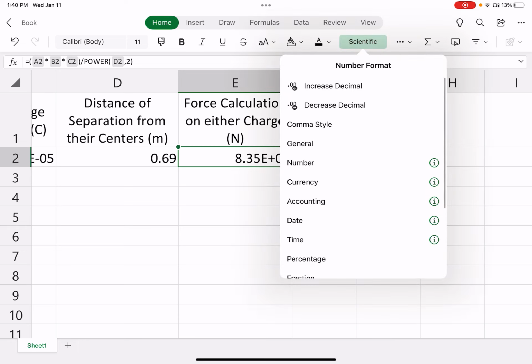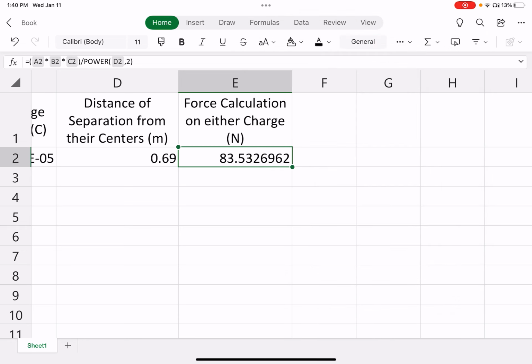Let me see, I can take it out of scientific notation if I wanted to. And it looks like we have two significant figures. So I'm just going to leave it, that should be fine. Okay. And that's it.